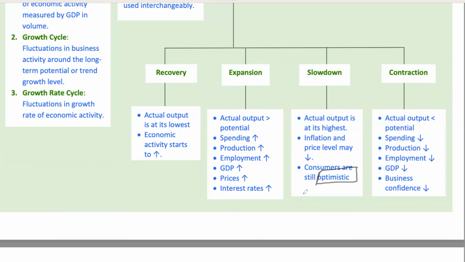An example of this phase can be seen in the late 2000s when economic growth slowed down before the onset of the financial crisis. During the contraction phase, actual output falls below potential output. Consumer and business confidence drops, leading to decreased employment, overtime, and economic activity. This phase is usually shorter than the expansion phase, but can lead to a recession if prolonged. For example, the Great Recession of 2008 to 2009 saw a significant contraction in economic activity globally.